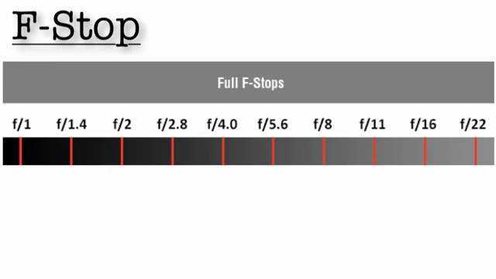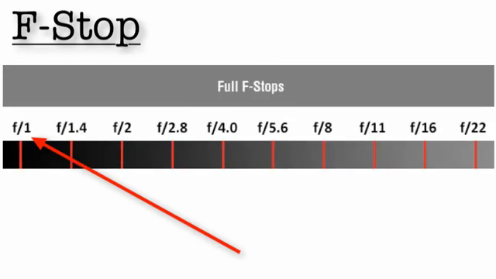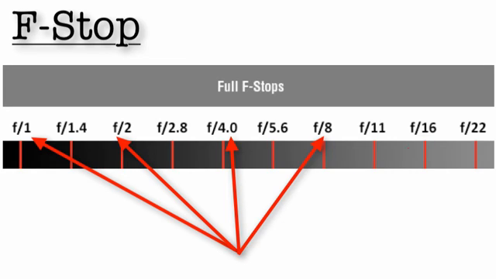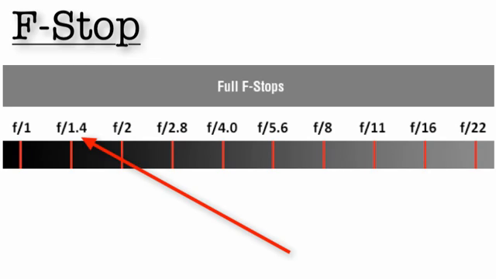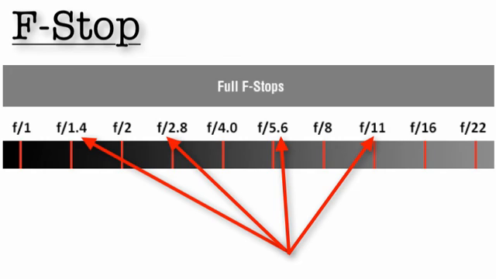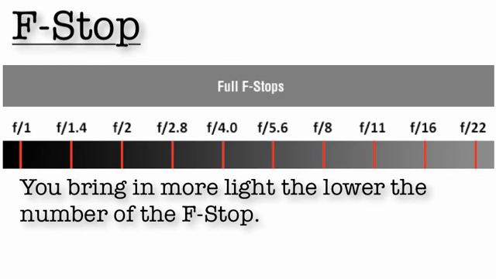And if you notice, you only have to memorize 1 and 1.4. Everything after that is pretty much a doubling of those two numbers. F1 becomes F2, F4, F8, F16, and F1.4 becomes F2.8, F5.6, and then it sort of gets rounded to F11 and F22. Remember, you bring in more light the lower the number of the f-stop.